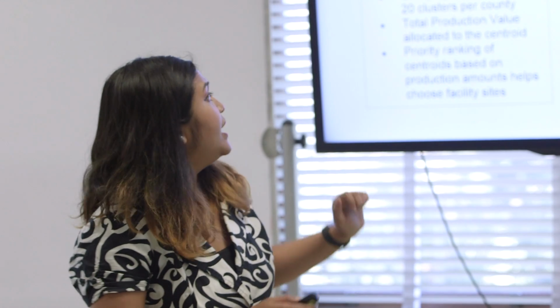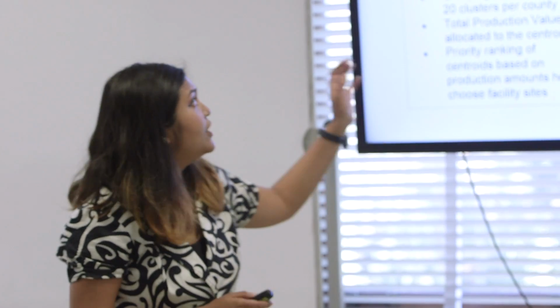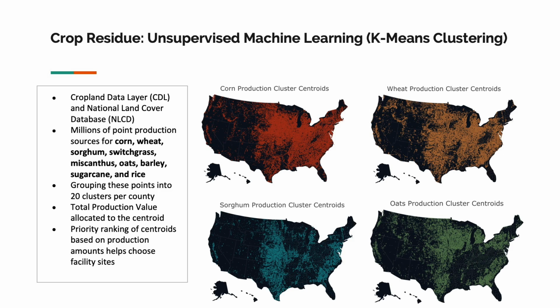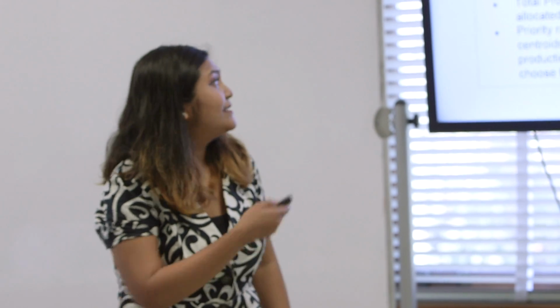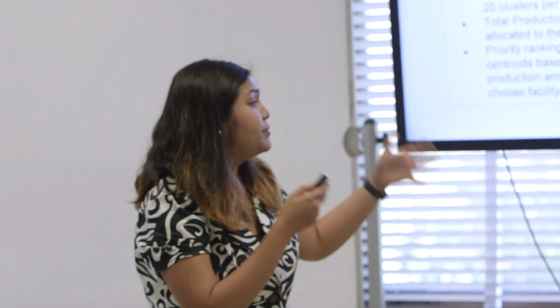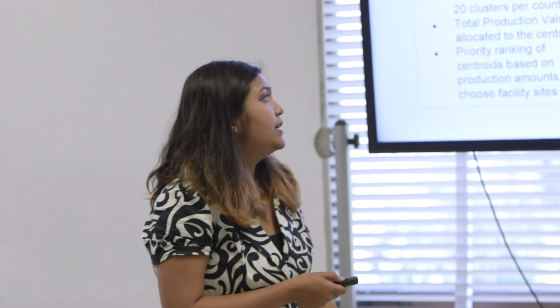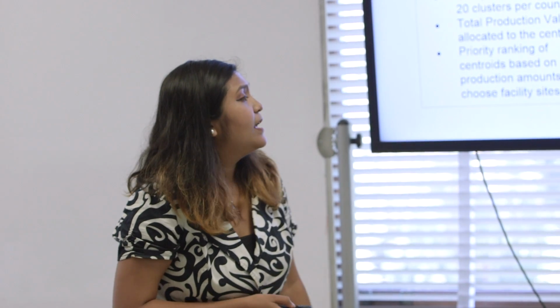Based on that, any decision maker can make a priority ranking and make the best decision on building a new facility. You can see from the pictures the cluster centroids for different crop categories, and in the web-based version, you can zoom in, zoom out, and click on any of the points and see the production value for that specific cluster. So that will be helpful for the decision maker to make a decision.